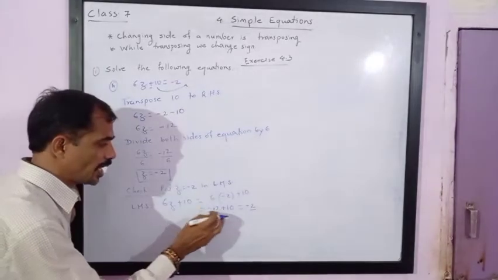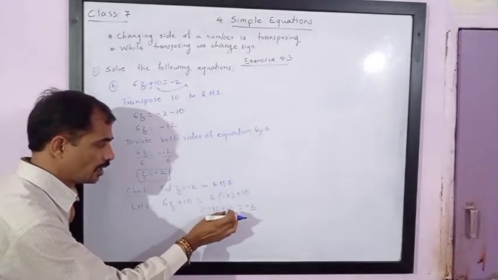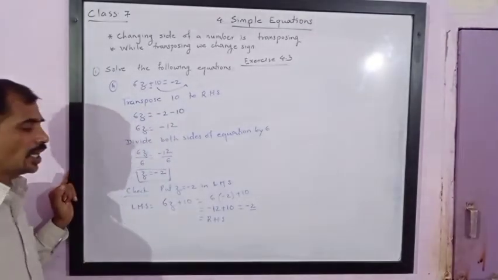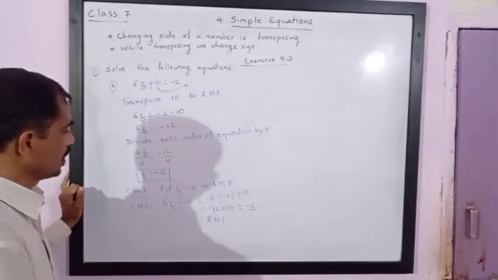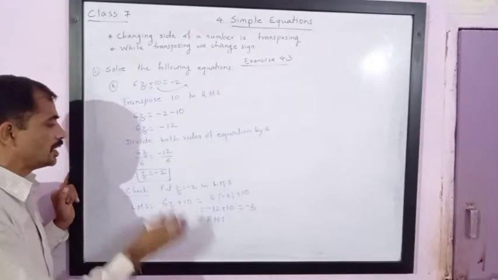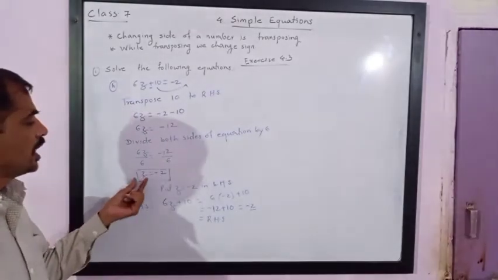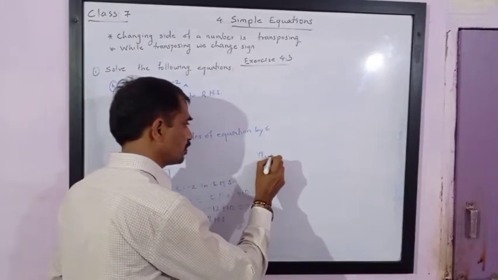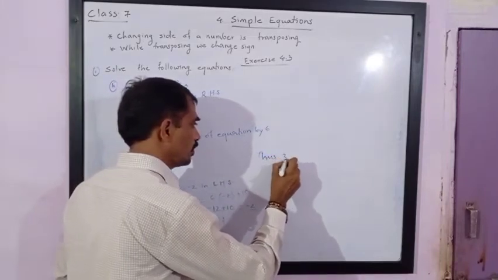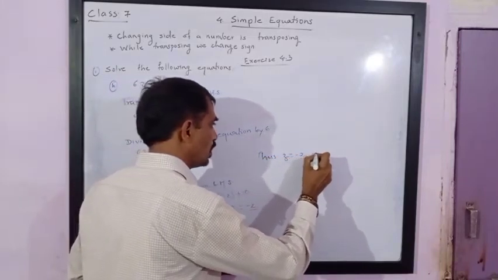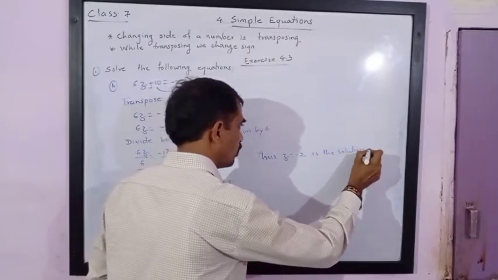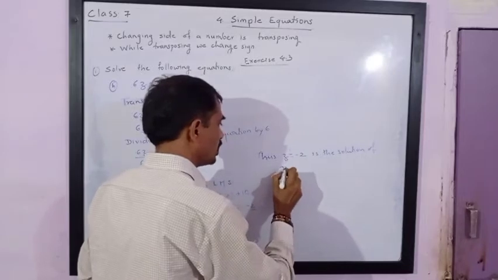Please note here opposite signs were there, so we have to do the subtraction. 12 minus 10 is 2 and give the sign of bigger magnitude integer, hence it becomes negative 2. Now LHS is equal to RHS, it means our solution z is equal to negative 2 is correct. Thus z is equal to negative 2 is the solution of the given equation.